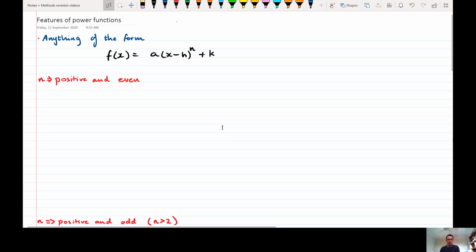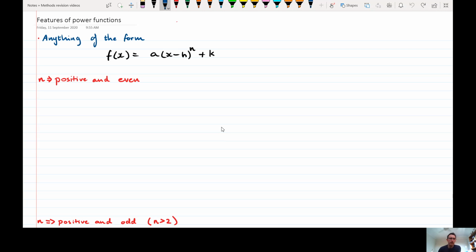Okay, so in this video, we're going to do a brief review of features of power functions. Now, a power function is anything of the form that is written here, where you have a bracket x minus h to the power of n plus k. Regardless of what n is, that is a power function form. And these letters h and k are important letters for us on all the different kinds of power functions because it always means something. So let's look at a few different cases.